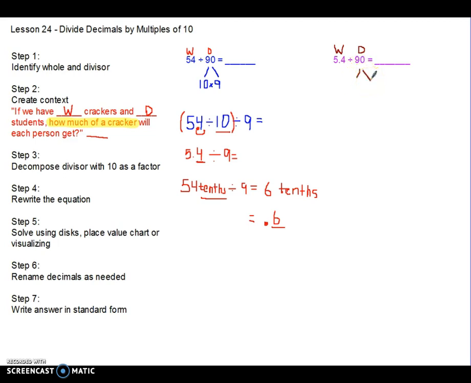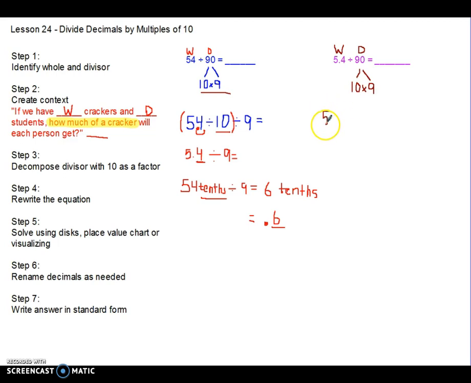All right, let's move on to step 3, and we want to decompose our divisor with a multiple of 10, or excuse me, and 10 is a factor. So one of my decomposition numbers is going to be 10. And then I ask myself, what times 10 would equal 90? And it is 9. And I can look over here, and that was the same thing, so that was pretty easy.